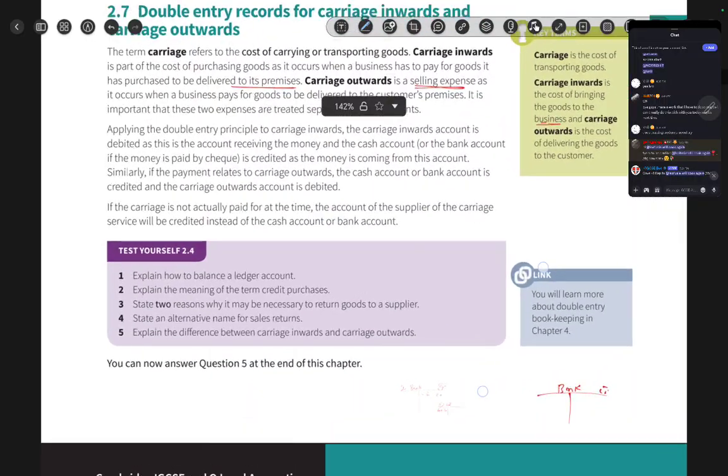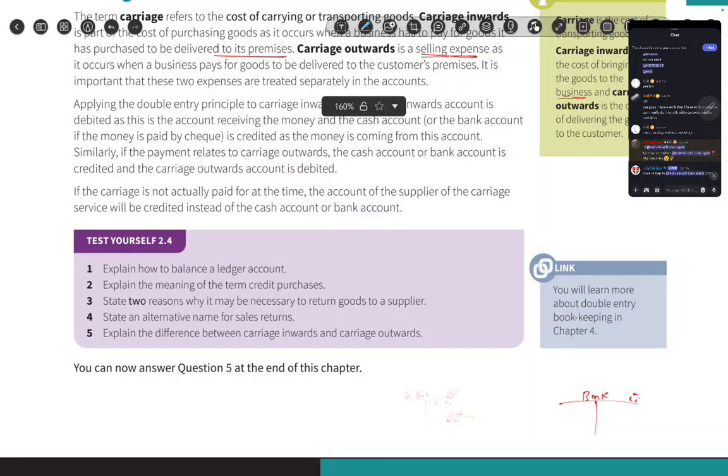If the carriage is not actually paid for at the time, the account of the supplier of the carriage service will be credited instead of the cash or bank account. It's the same thing as when you buy goods and you don't pay for them, then you go to the supplier account instead of the bank or cash account.